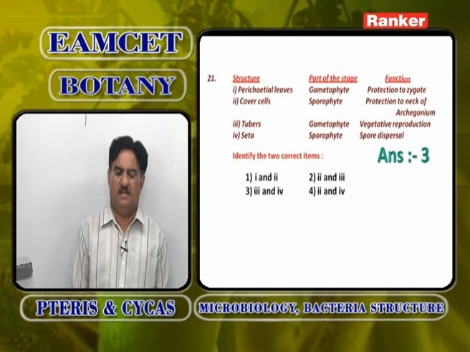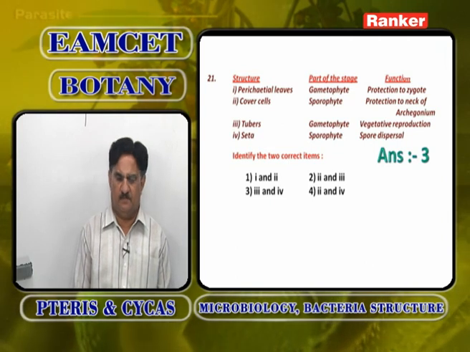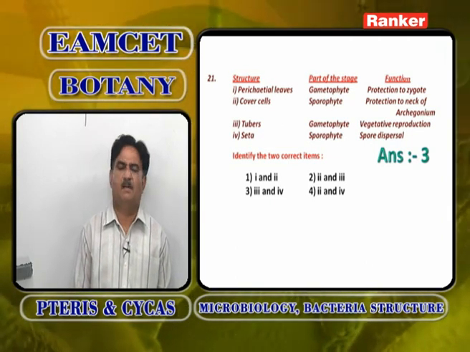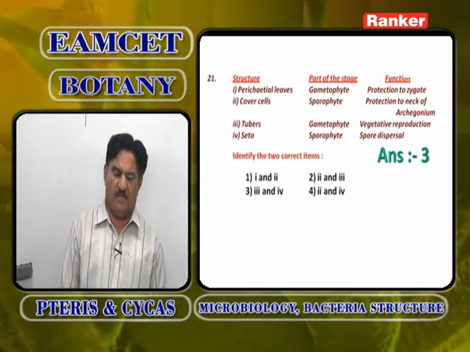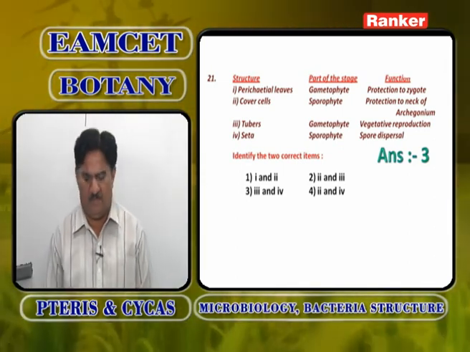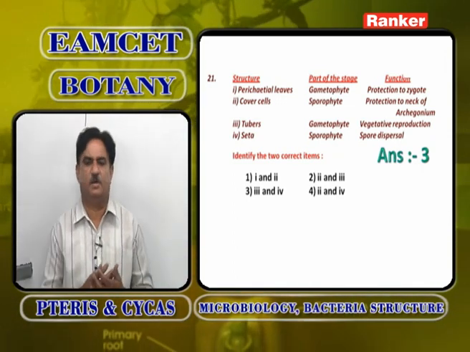So, the answer is 3 and 4. 1 and 2 are wrong. Pericardial leaves, gametophyte, protection to zygote is wrong. Cover cell, sporophyte is wrong. Cover cell must be gametophyte because they are present in the archegonium. So, the answer is tuber, gametophyte, vegetative propagation. Seta, sporophyte, spore dispersal. 3 and 4 are correct.